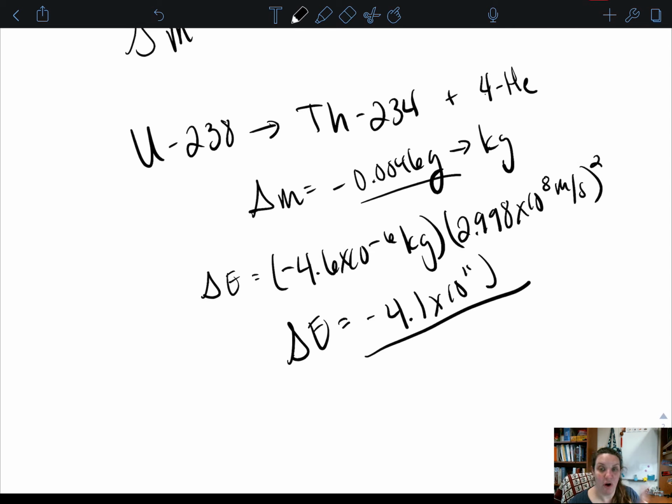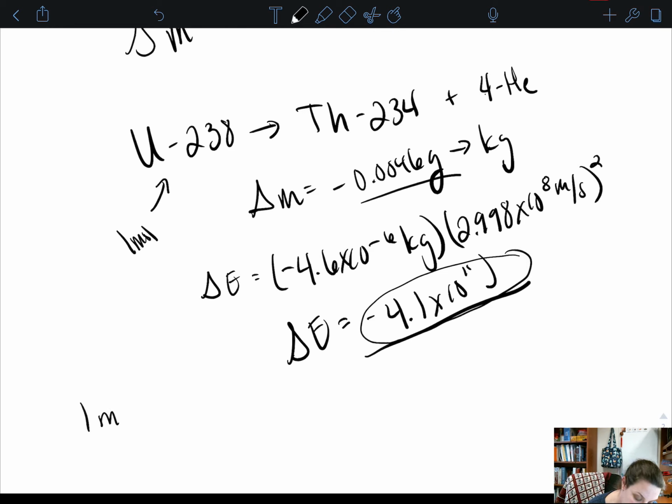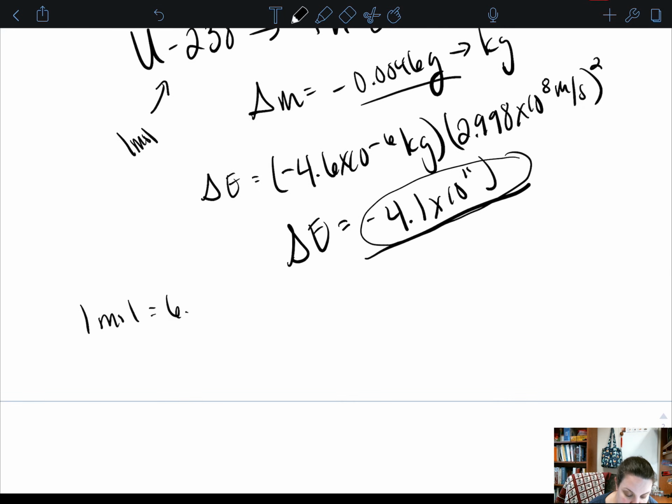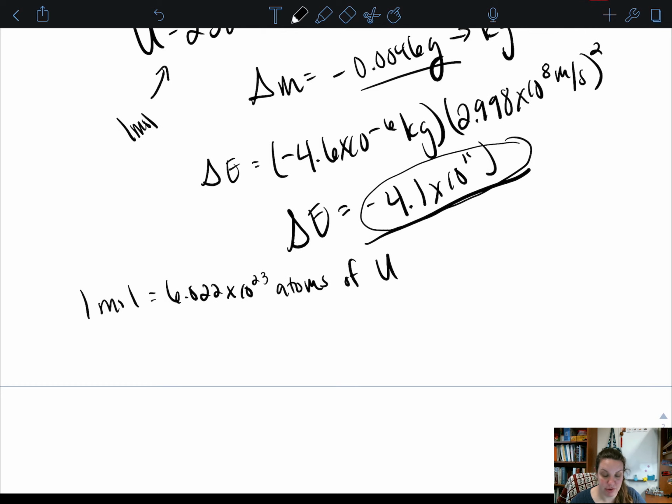So if we have 1 mole of this substance, it's going to release this amount of energy, where 1 mole is equal to 6.022 times 10 to the 23rd atoms of uranium. And we'll talk more about moles in this next chapter. But just know that this many atoms of uranium will release this amount of energy when uranium-238 goes to thorium-234.